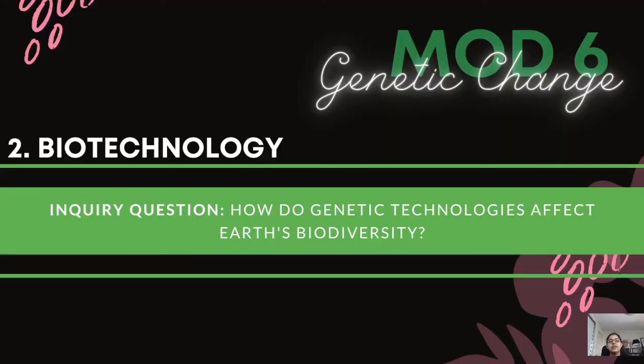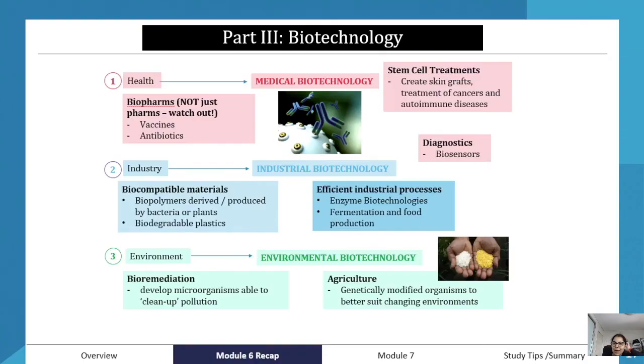Okay, now let's have a look at the second big dot point, which is biotechnology. With biotechnology, our inquiry question is, how do genetic technologies affect Earth's biodiversity? This is something that you have looked at briefly in Module 5, and you will come back to in Module 7 and 8 as well. We are going to go through Module 7 in a while, so you'll see how that ties up with Module 6.